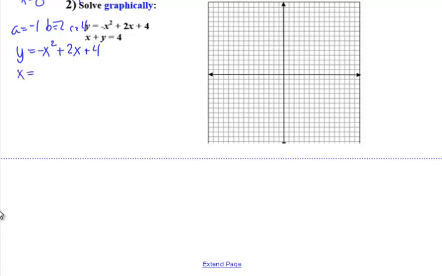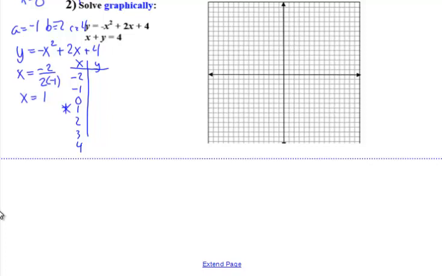So x equals negative b, negative 2 over 2 times negative 1, which is going to be positive 1. So our table there: 1, 0, negative 1, negative 2, 2, 3, 4. Okay, the 1 is just the middle point there. That's your axis of symmetry.